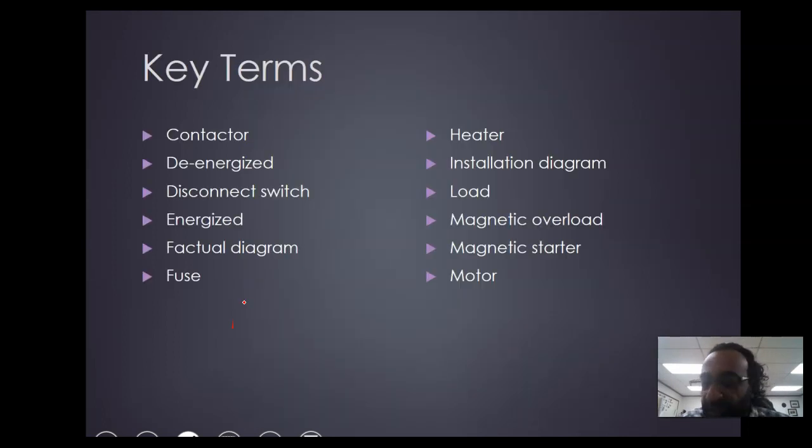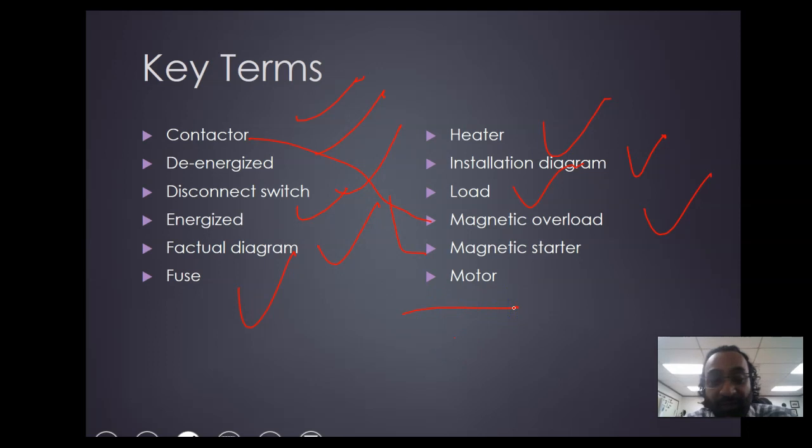So far, these are the key terms that I want you to remember. Contactor, which is a relay with more than 20 amps. De-energize, the state of the equipment when it's off. Disconnect switch. Energized, on. Factual diagram, a lot of information. Fuse is protection. Heater is resistance that makes heat. Installation diagram, very simple diagram that helps you know where to connect the wires. Loads, anything that consumes electricity. Magnetic overload is a contactor with overload protection. Magnetic starter is again a contactor with a magnetic overload.